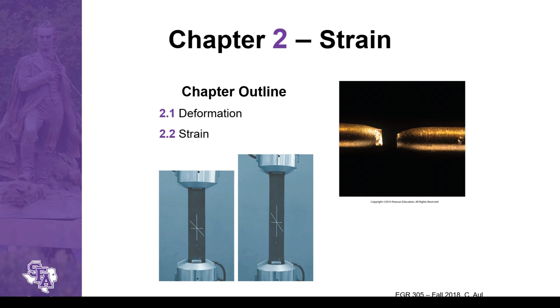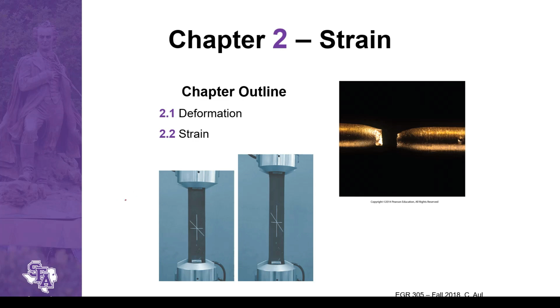This kind of just highlights some of the important features of the chapter. The concepts are pretty quick, but it's more going to be about geometry. So this chapter is really going to be about geometry, or really what happens when a material deforms. Okay, how do we analyze that deformation? And we call that strain.